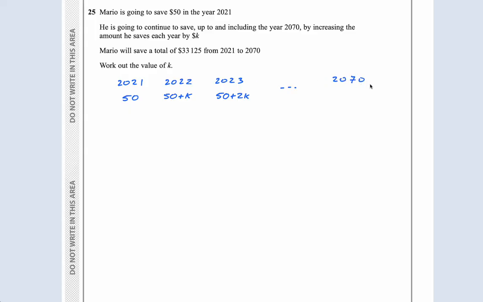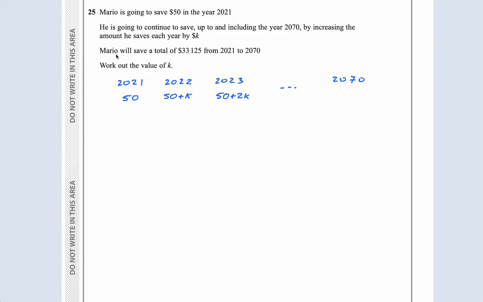2070. Now this will actually be equal to 50 plus... well, I don't need to put that in yet, but just note this is 50 years, because if you're starting in 2021, 2070 will be the 50th year, and the 50th term in our sequence. Well, whatever this is will be the 50th term.